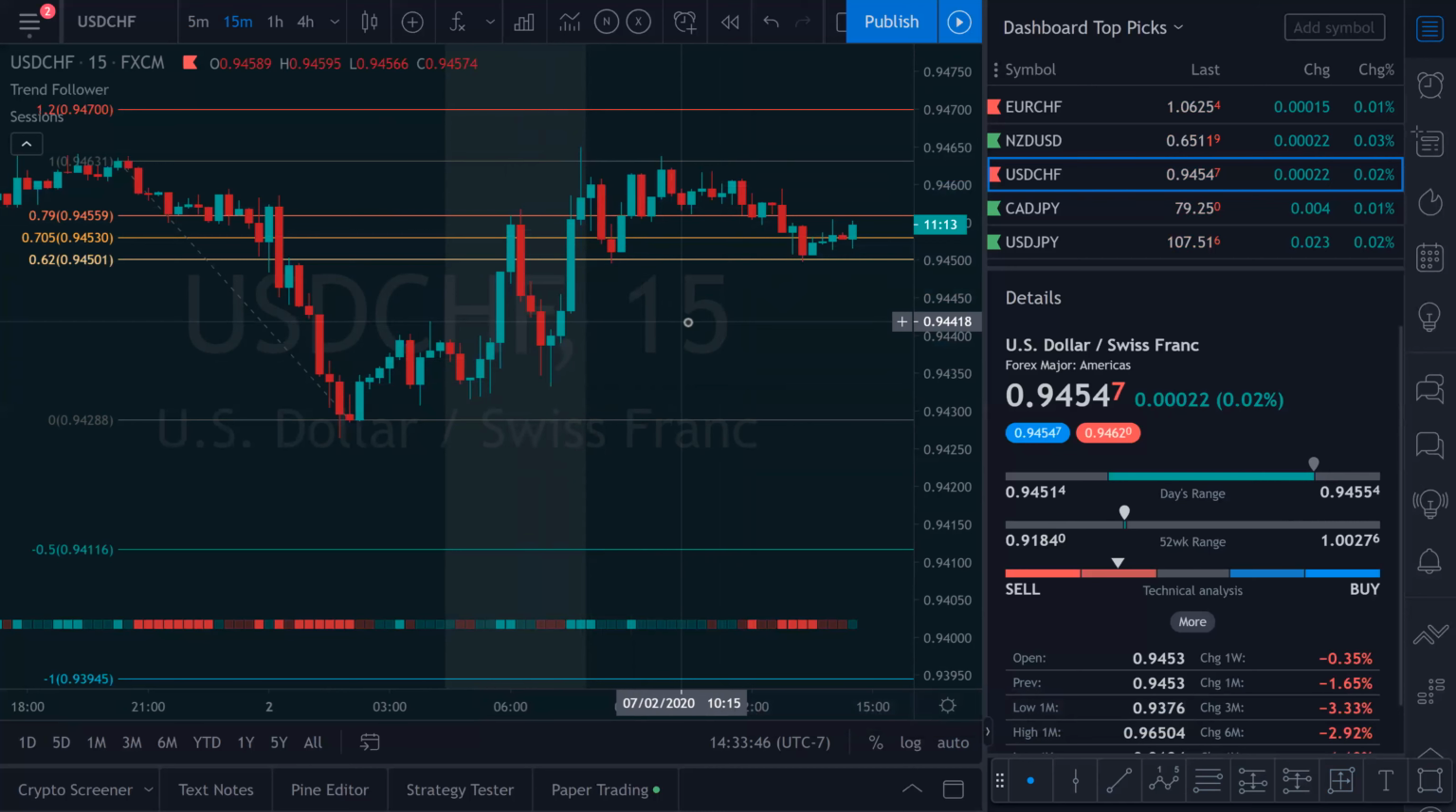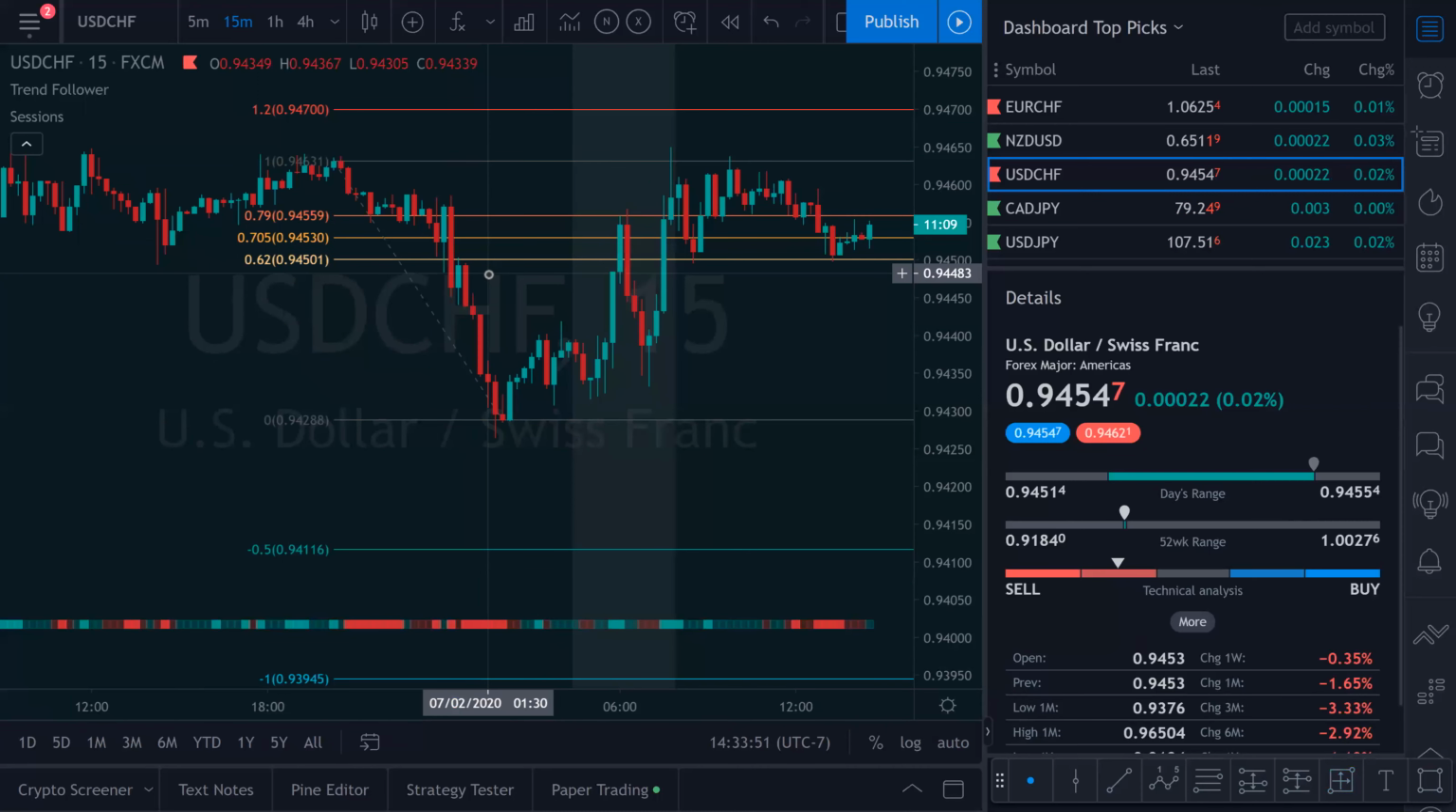And even if you did lose, what's 3 pips? Most people's stop loss is like 20 pips or more. Okay, maybe 15. This is good stuff. So that was the sell.